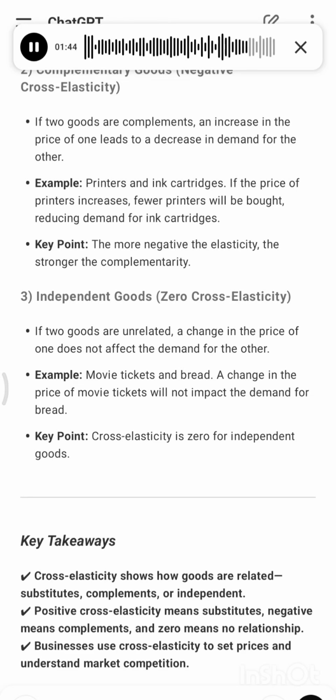Key takeaways. Cross-elasticity shows how goods are related: substitutes, complements, or independent. Positive cross-elasticity means substitutes, negative means complements, and 0 means no relationship. Businesses use cross-elasticity to set prices and understand market competition.